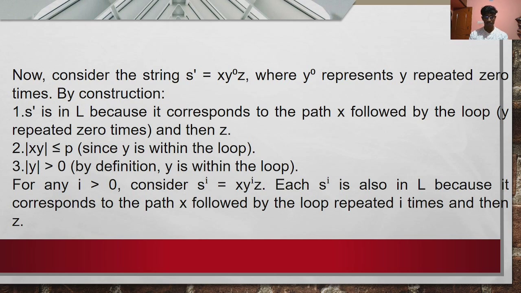For any i greater than 0, consider s_i = xy^iz. Each s_i is also in L because it corresponds to the path x followed by the loop repeated i times and then z.